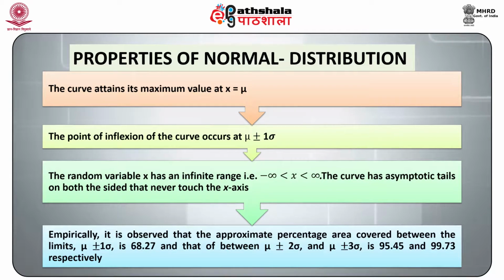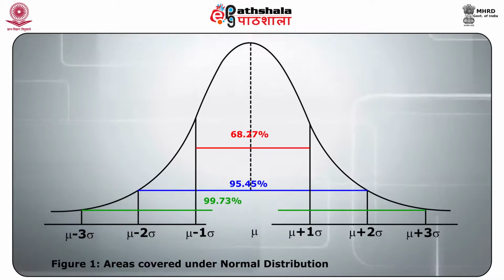Empirically, it is observed that the approximate percentage area covered between the limits mu plus minus 1 sigma is 68.27, and that between mu plus minus 2 sigma and mu plus minus 3 sigma is 95.45 and 99.73 respectively. This can be observed from figure 1.